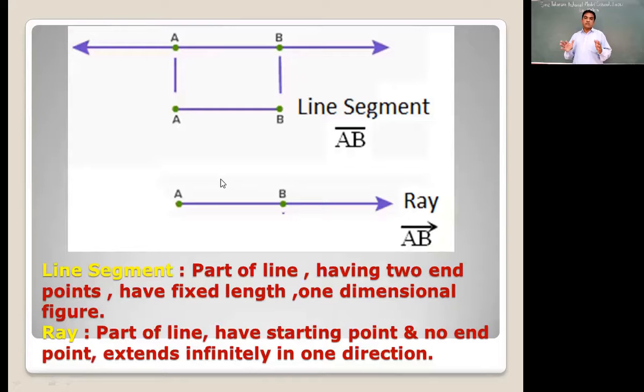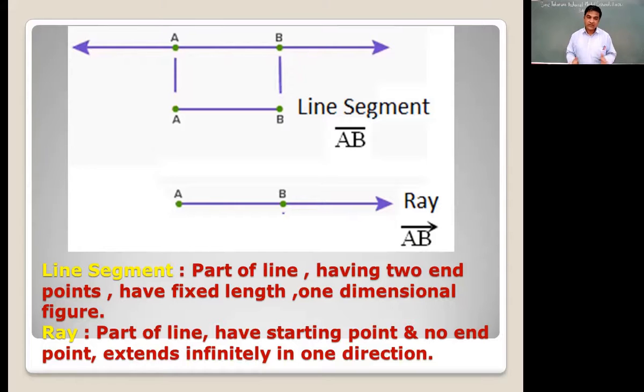Then a line segment. What is meant by a line segment? When we take a part of a line, it is known as a line segment. For example, we take part AB of line AB, and this part of the line in between A and B is known as a line segment. Now, what is meant by a ray? Let us take a part of line AB. Here the line will start from A, extend towards B, and continue to extend in the same direction. This is known as a ray.